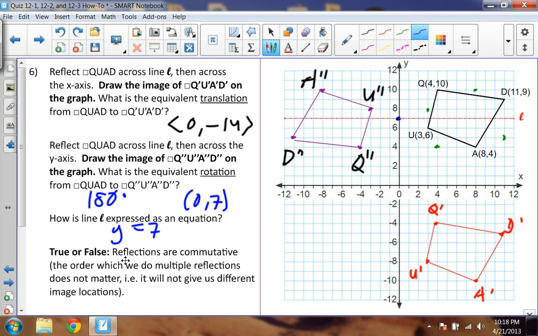Okay, true or false? This was a bonus question. Reflections are commutative. And what that means is, like, there's a commutative property in math. You can say A plus B is equal to B plus A. It doesn't matter what order we do the math in, they both equal the same thing. So my question is, what if I reflected this quadrilateral across the x-axis first and then across line L? Where would it go?